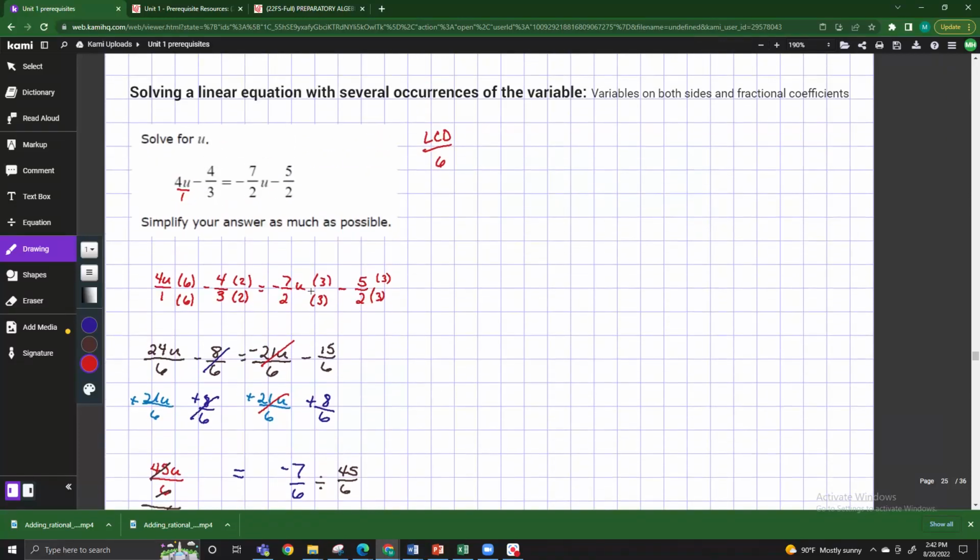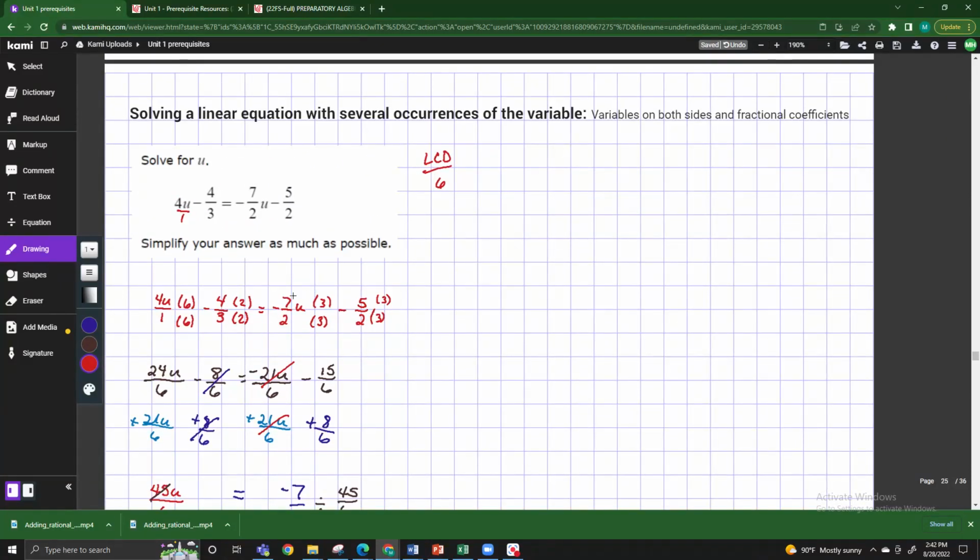Now, if I did it a different way with using the LCD and multiplying everything by the LCD, what my problem is going to look like instead is going to be 4u over 1 minus 4/3. So this is just the alternate way that I usually will solve problems. I do interchangeably either way first. So I'm going to do 7. I'm going to put that u up there just so I don't lose it. Over 2 minus 5 over 2.